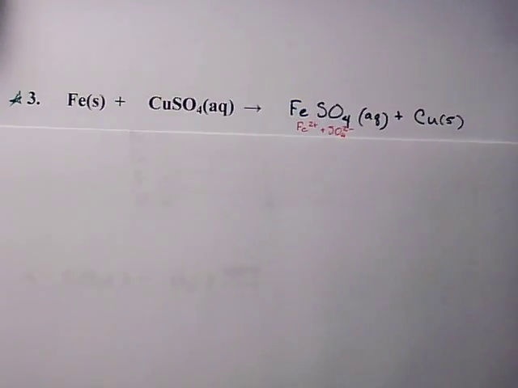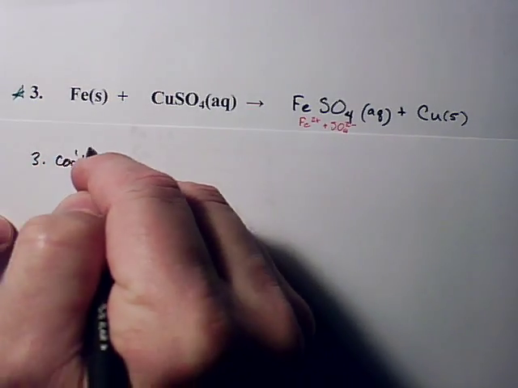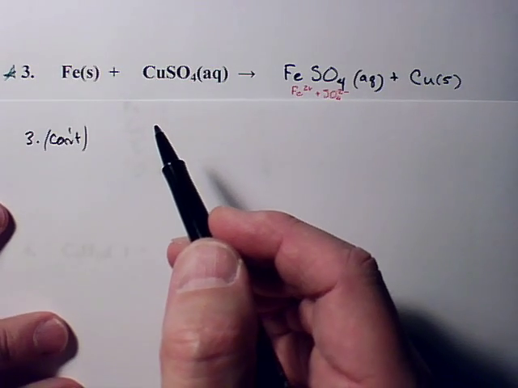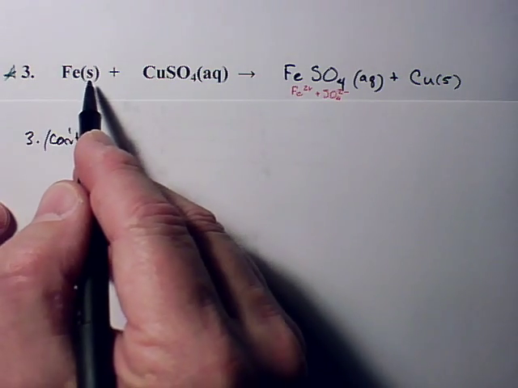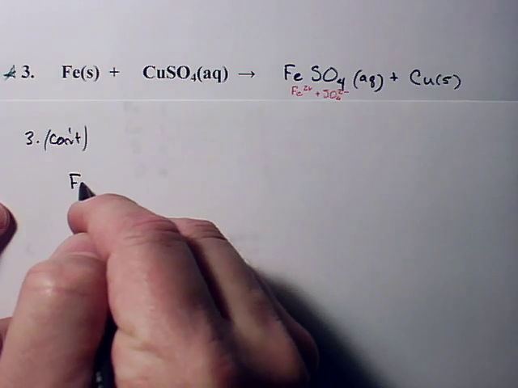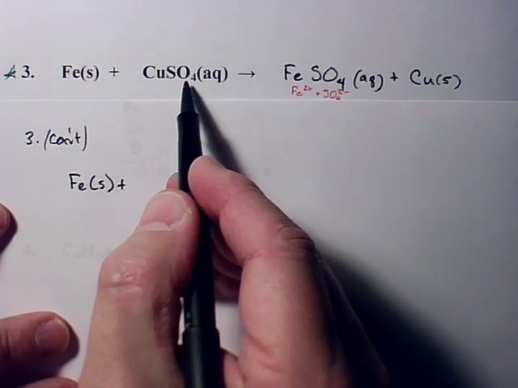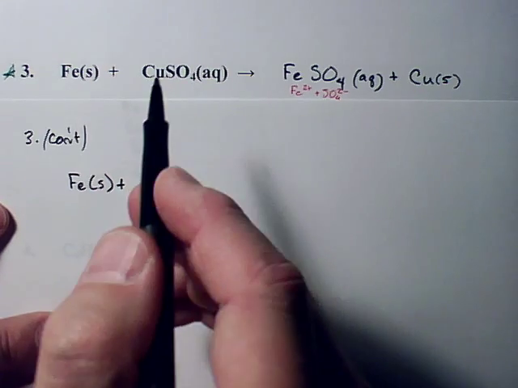Okay, I didn't leave myself enough room really to do the complete net ionic equations down here, but let's do that on another sheet of paper. So this is number 3, continued. So what we're going to do is split up anything that is aqueous and ionic. It's an aqueous salt. Well, iron solid obviously is not an aqueous salt, so we're going to leave it alone. But this is ionic. It's an aqueous salt. It's dissolved in water. So we're going to split it up.